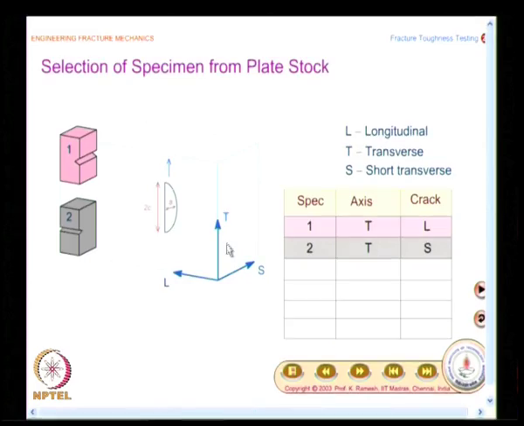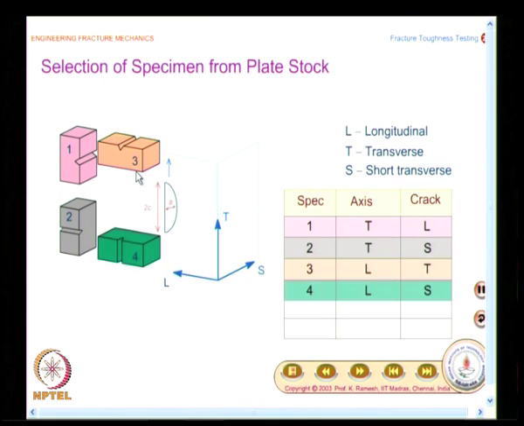I have mentioned that in fracture mechanics the material anisotropy is addressed even in material testing, and I had already shown how to select a specimen from plate stock. The idea is to emphasize that you look at how the properties change along the L, T and S directions. So, you take specimens of different orientation with cracks and find out the fracture toughness appropriately.